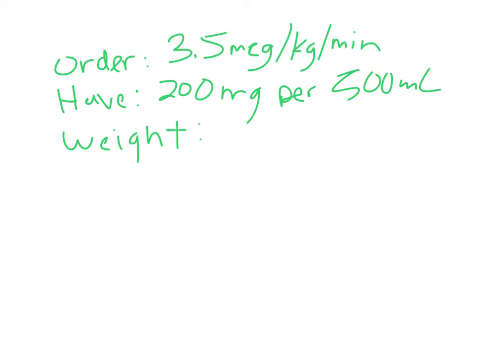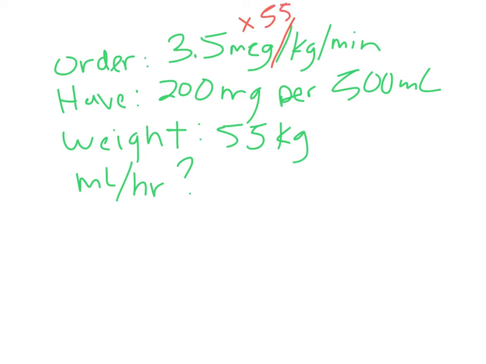Let's say we have a patient who weighs 55 kilograms. So I want to know, what would that be in milliliters per hour? Once again, think about what's been ordered, what we're dealing with up there. Anytime I see per kilogram, I always think, okay, I need to multiply the weight. So I'm going to do that first. I'm going to multiply by my patient's weight of 55 kilograms. In doing so, 3.5 times 55 gives me 192.5.